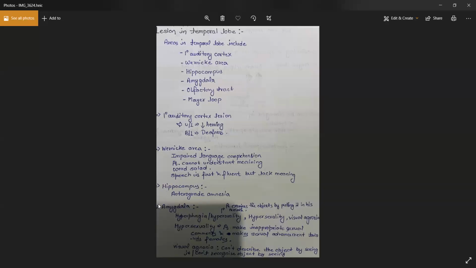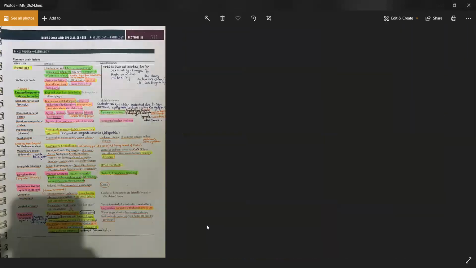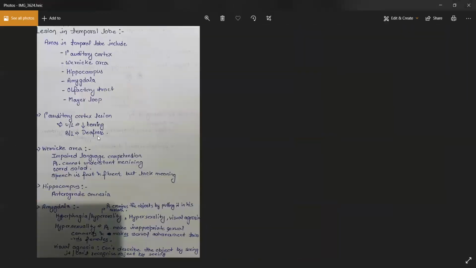With the amygdala, you will get the Klüver-Bucy syndrome, right? Hyperphagia, hypersexuality, and hyperorality. Okay. Yeah, so those were the major areas.